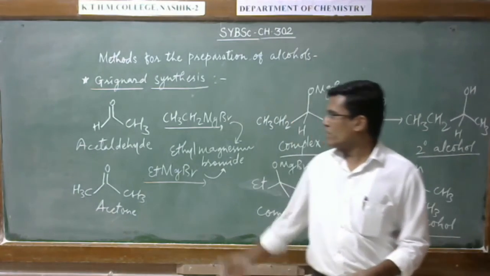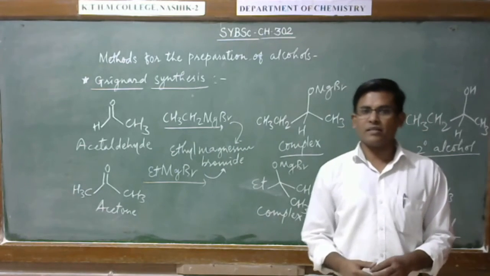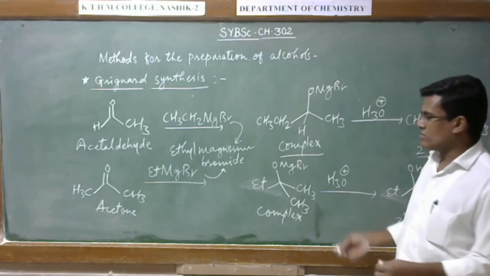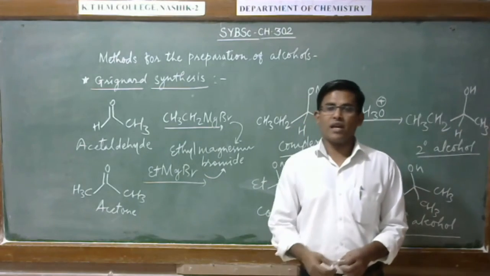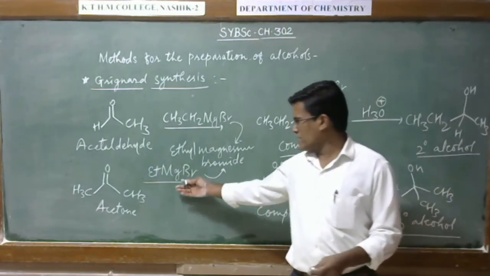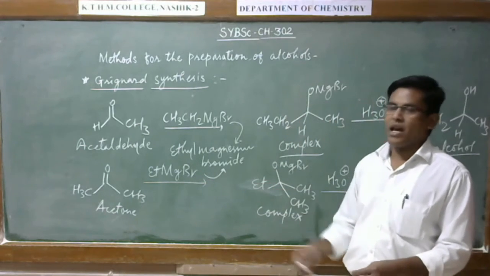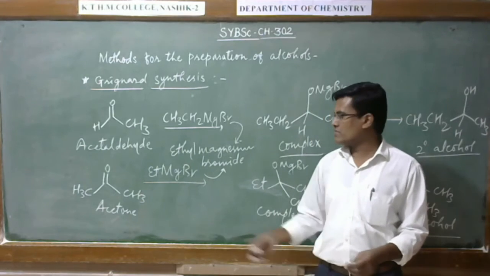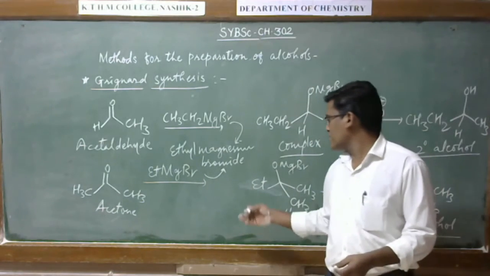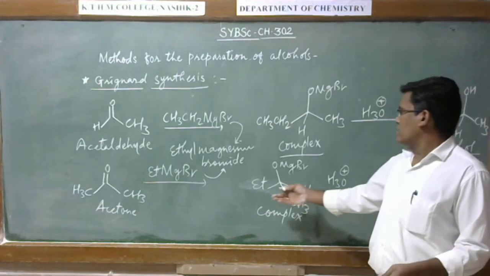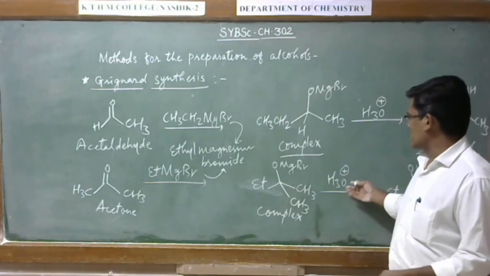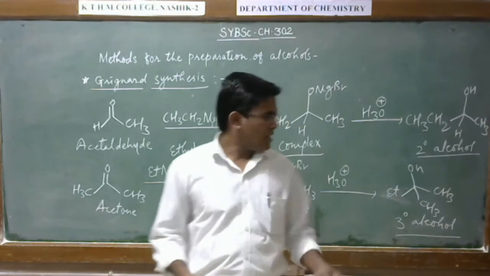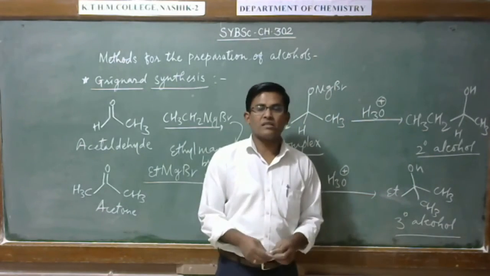So when you have the aldehyde, that is acetaldehyde, the product will be the secondary alcohol. And when this acetone reacts with ethyl magnesium bromide, it gives this complex. Then subsequent treatment with acid hydrolysis, it will give the tertiary alcohol.